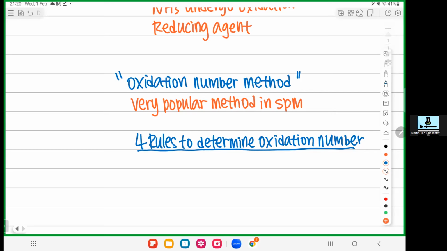Okay, so let's start. There are a total of 4 rules. I will go through them one by one. I will give you a lot of examples so that you can apply whatever I tell you now. So rule number 1.